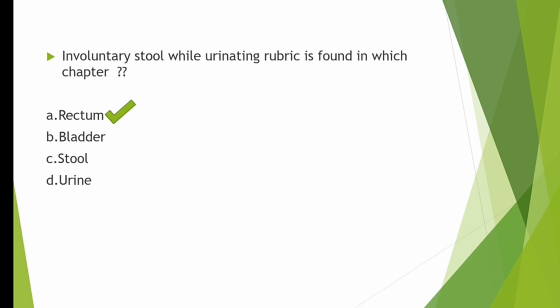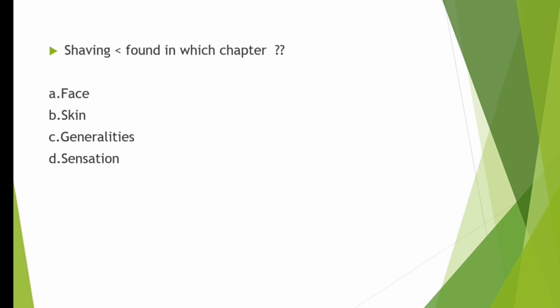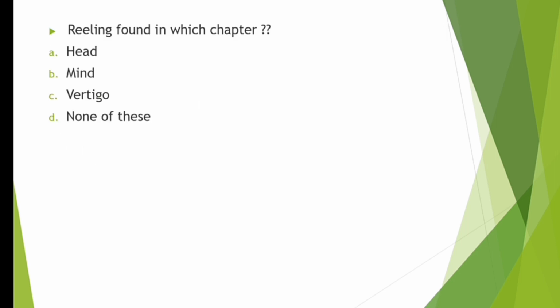Then shaving aggravation found in which chapter? Face. The single medicine present is Carbo animalis. Then reeling found in which chapter? In the Oxford Dictionary, reeling means walking without being able to control our legs. Where can we find it? Vertigo chapter.